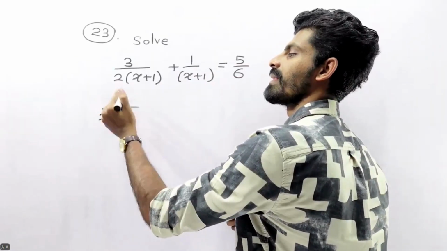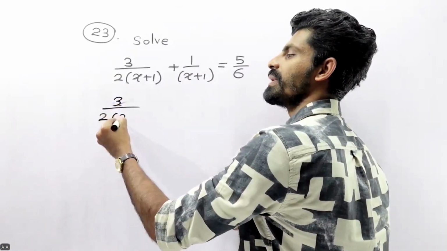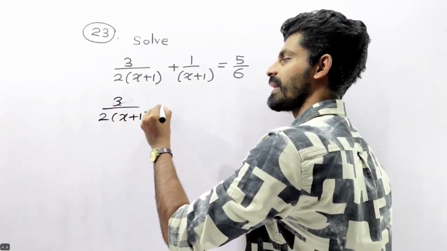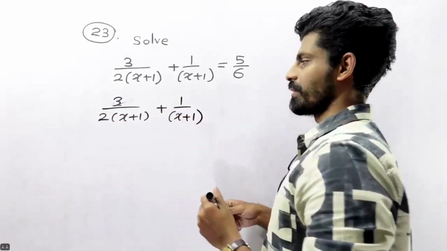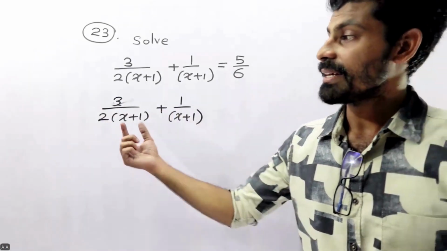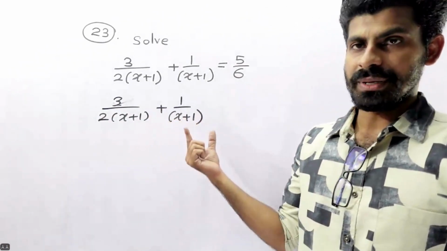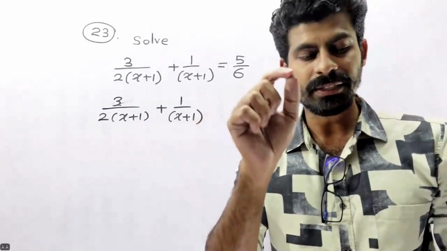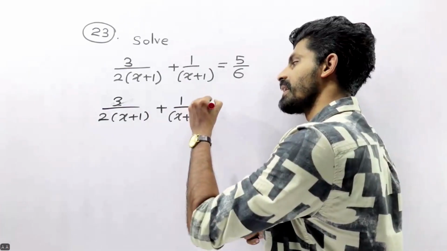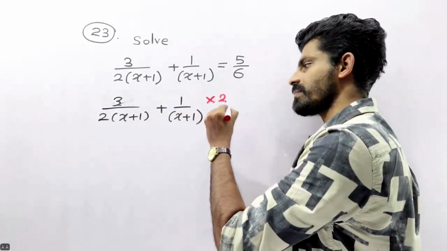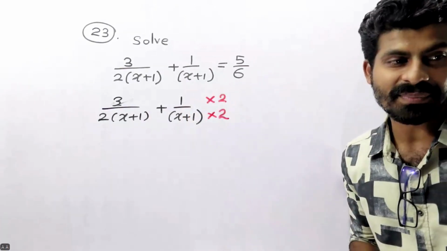3 over 2x plus 1, plus 1 over x plus 1. Then we need to create 2 into x plus 1, so on both sides I need to multiply by 2. I'm just going to multiply both sides by 2.